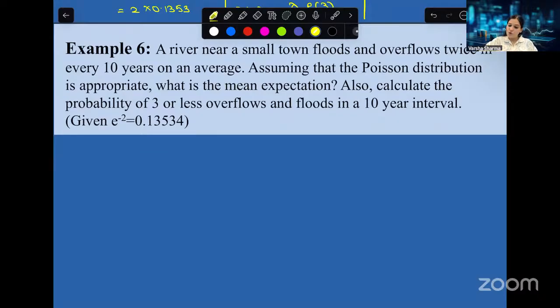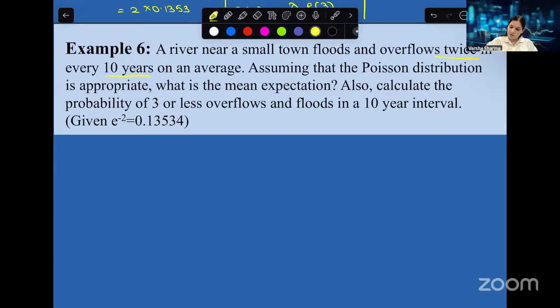A river near a small town floods and overflows twice in every 10 years on an average. So for 10 years, the average is 2. If I'm finding the probability for 10 years, lambda will still be 2. But if I'm finding it for 5 years, it will become 1. If I'm finding for 20 years, it will become 2 into 2, 4. So depending upon what period I'm finding the probability for, it will automatically change.